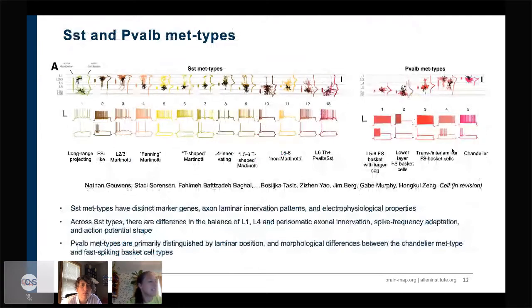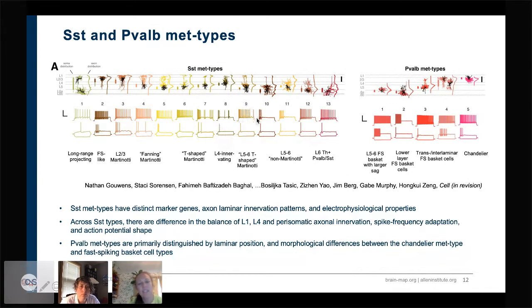When we look at SST MET types, we have 13 of them, and we see that they have distinct gene expression, axonal innervation patterns, and electrophysiological properties. There are several different Martinotti-like phenotypes, either with a dominant layer 1 projection, as in SST MET type 3, or a layer 1, layer 5 split in a T-shaped Martinotti-like morphology, as you can see for types 6 and 7, though they have slight differences in how their axons are distributed with respect to layer 5.